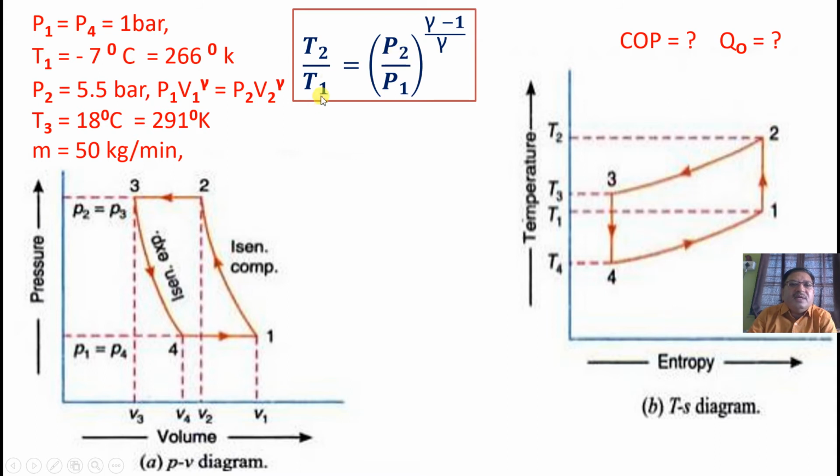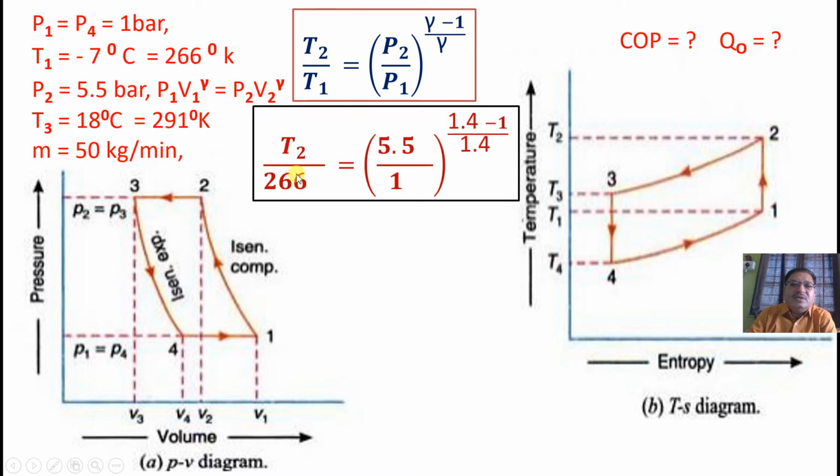We know the value of T1, so P2 is known, P1 is known, T1 is known, gamma is equal to 1.4. Only one unknown is there in this equation, and we can find the value if there is only one unknown. So T2 is the only unknown. Let us put the values. T2 is the unknown. T1 temperature, we know that -7 degree centigrade means 266 degree Kelvin.